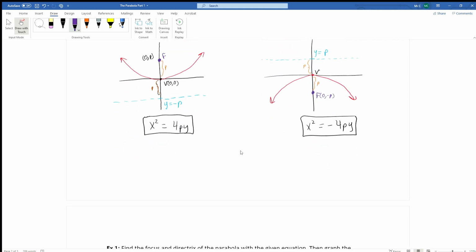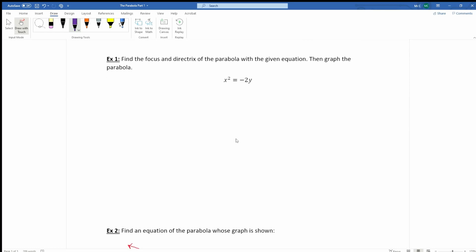All right, with all of that in play, let's go ahead and try to use it to determine things about a parabola given an equation. So if we have the equation x squared equals negative 2y, and here we're asked to find the focus and the directrix, and then to graph it. I think back, okay, this is something like x squared equals negative 4py. That means this 4p is 2. So I can solve for p using that information. 2 equals 4p, and so p equals 1/2.